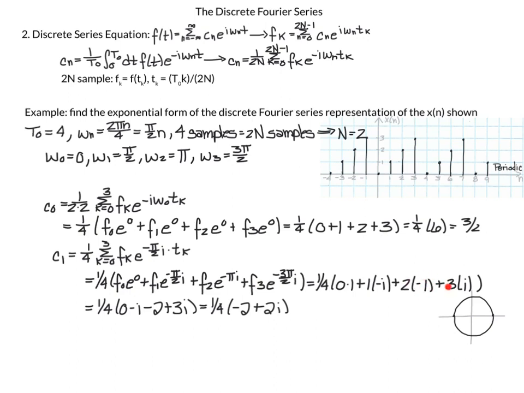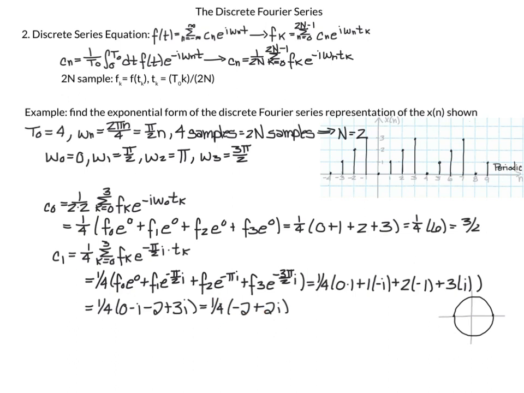I have f3 equal to 3, and now I have minus 3 pi over 2. So minus 3 pi over 2 brings me back up here in the counterclockwise direction, and so that gives me an i. So what I have is 1/4 times 0, minus i, minus 2, plus 3i, which is 1/4 times minus 2 plus 2i.